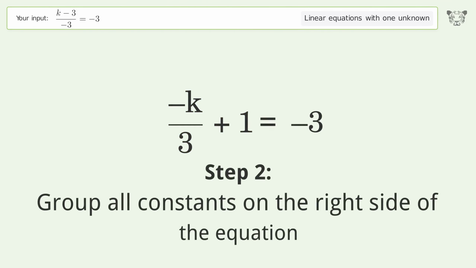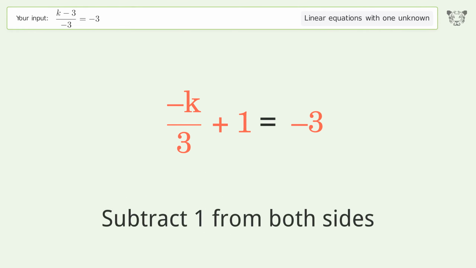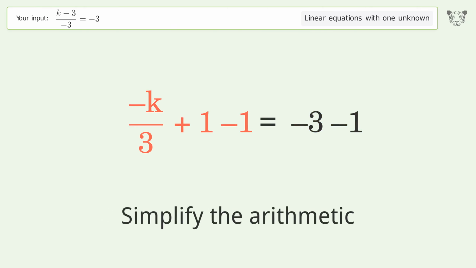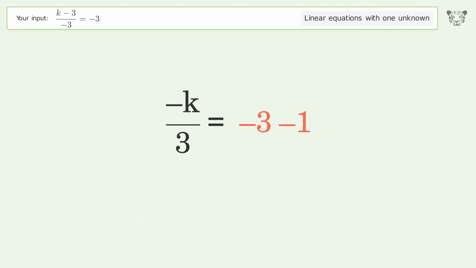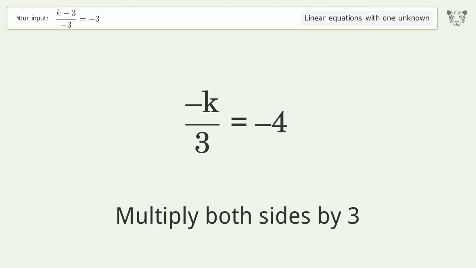Group all constants on the right side of the equation. Subtract 1 from both sides. Simplify the arithmetic. Isolate the k. Multiply both sides by 3.